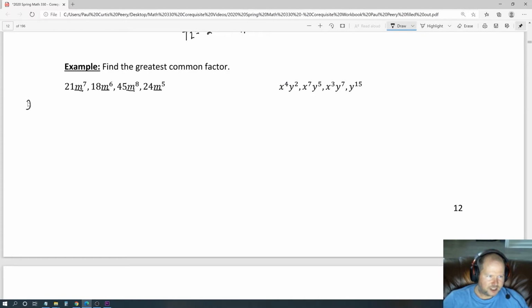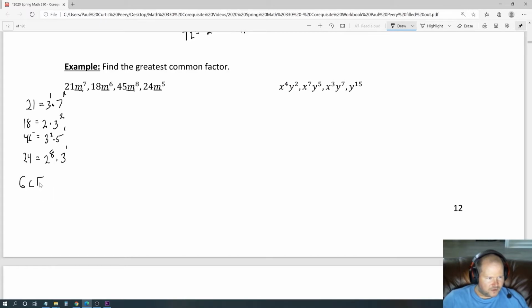So let's do a prime factorization of 21, which is simply 3 times 7. Prime factorization of 18 is going to be 2 times 3 to the second. 45 is going to be 3 to the second times 5. 24 is going to be 2 to the third times 3. And I'll even put the exponents here just to make sure it's explicit. But for the greatest common factor, we're going to include each one of these elements to the lowest power. If it's not included in one, it can't be included in the GCF at all.